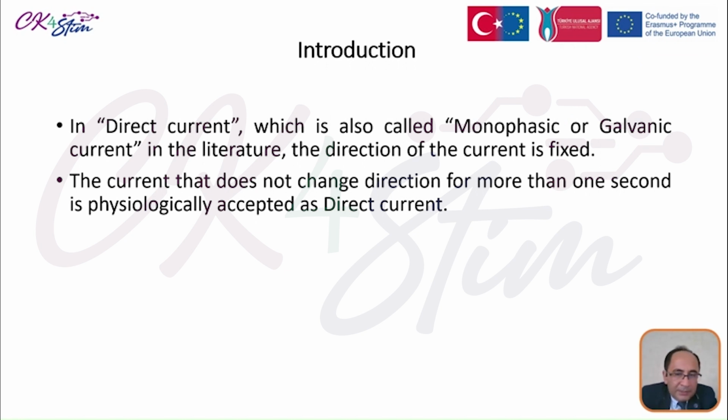The current, you are all aware of that. There are mainly two different current types. If the direction of the current is fixed, we call it direct current, which is also named in the literature as the monophasic or galvanic current. The current that does not change direction for more than 1 second is physiologically accepted as direct current.